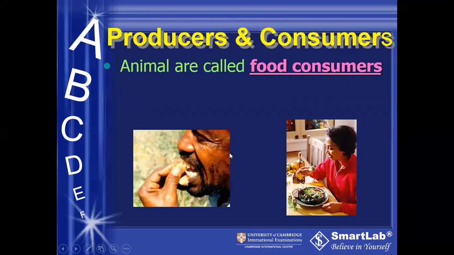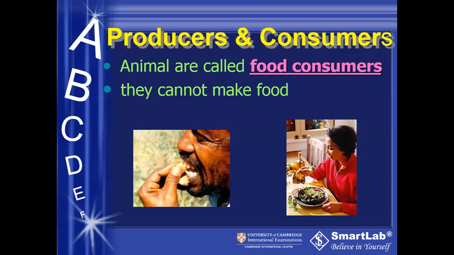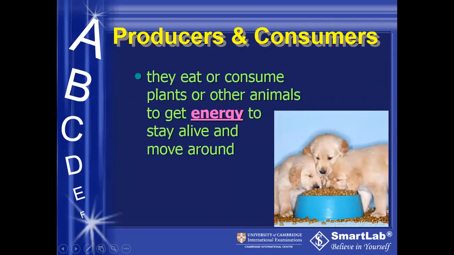For animals, they have to move around and hunt for other animals to survive. So they are also known as food consumers. Animals, unlike plants, are unable to make their own food. They either consume plants or other animals to get the energy for them to stay alive and move around. This energy is necessary for them to carry out respiration, for them to carry out life processes.